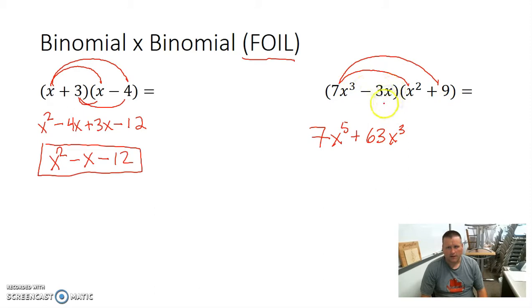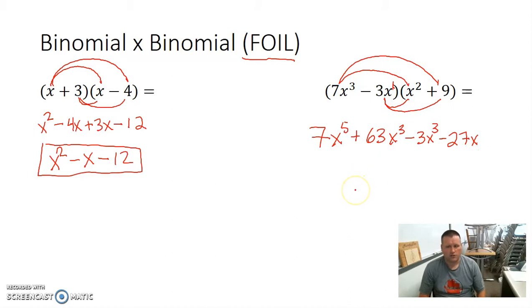Then I'm going to take the negative 3x and multiply it to x squared, which will give me negative 3x to the, remember this is 1 there, x to the third, because I add my exponents. Then I'm going to take negative 3x times 9, which is going to give me negative 27x, because negative 3 times 9 is negative 27. Then I leave my x.